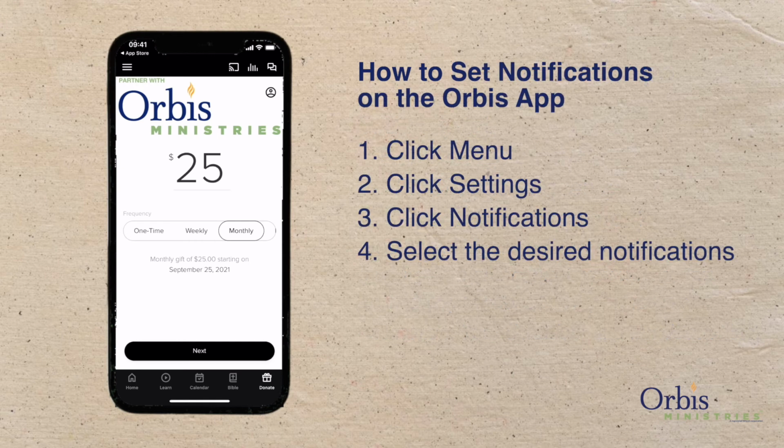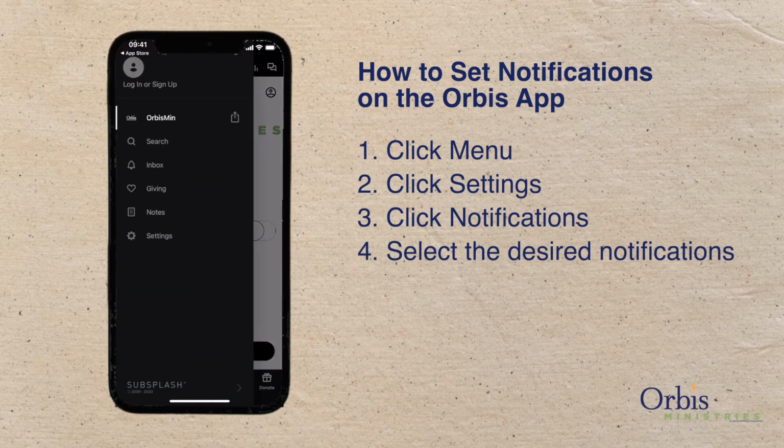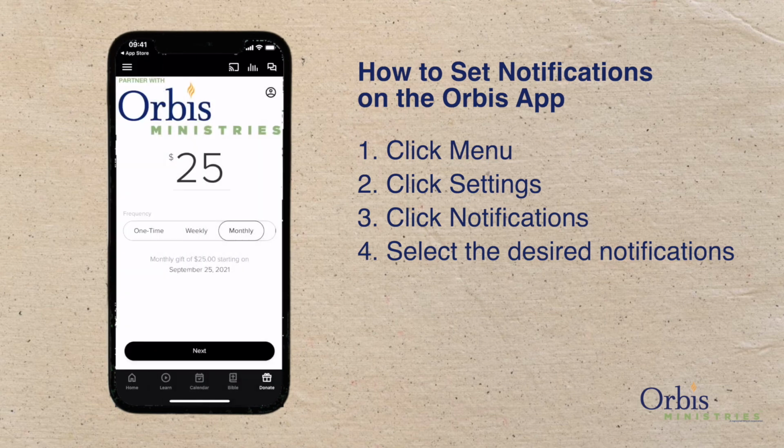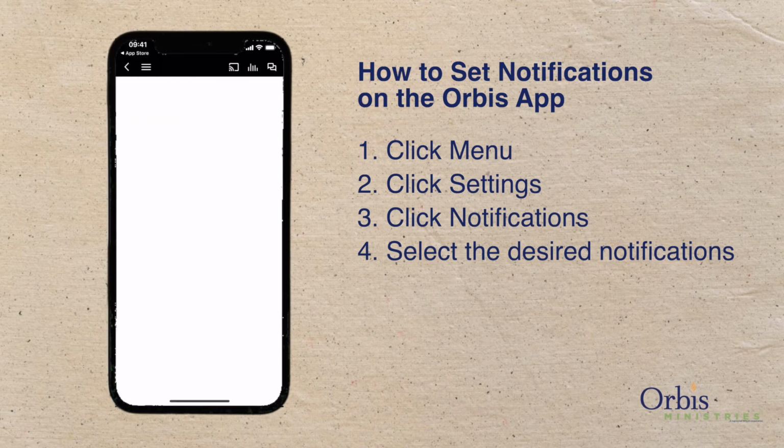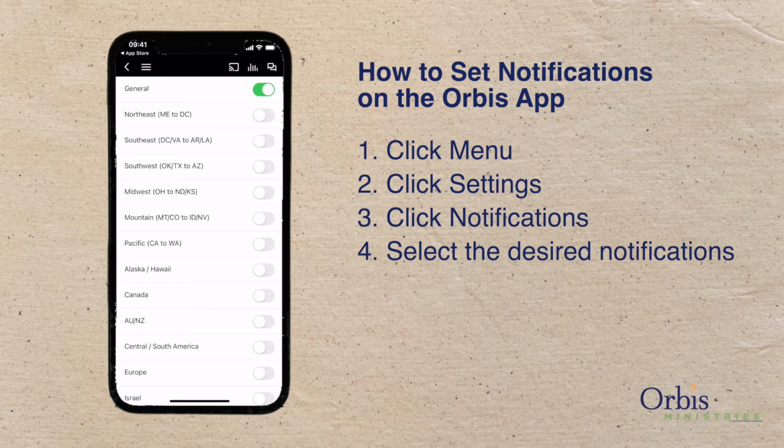Another thing to talk about is the topic of notifications. If you want to be notified of the new content that is being released on the app, or things like Ken coming to your area, what you will want to do is go up to the upper left-hand corner of the app and select the hamburger menu, and then go down to Settings and click on Notifications. And you will toggle on General and then also whatever geographical group you're in.